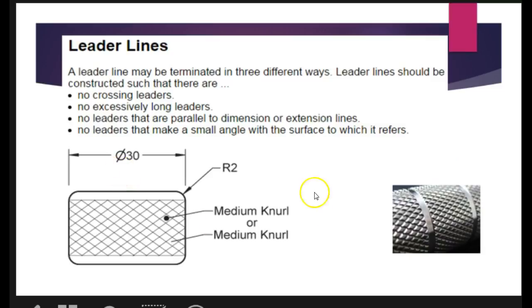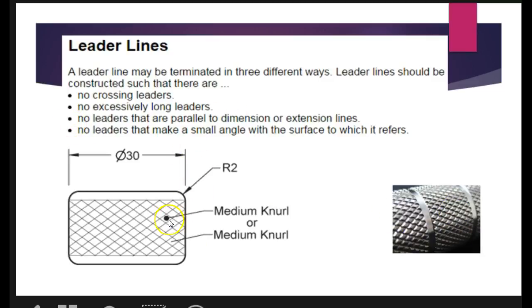You have this handout, glue this in as well. Leader lines, this is a leader line here, may be ended in 3 different ways. We can have it going with an arrowhead like this to show the radius is 2 of this corner. It could come up and have a dot on it, or it could come up and be blank here. I thought you might not know what a medium knurl meant. This is just what that means here. That's what this surface is showing right there.